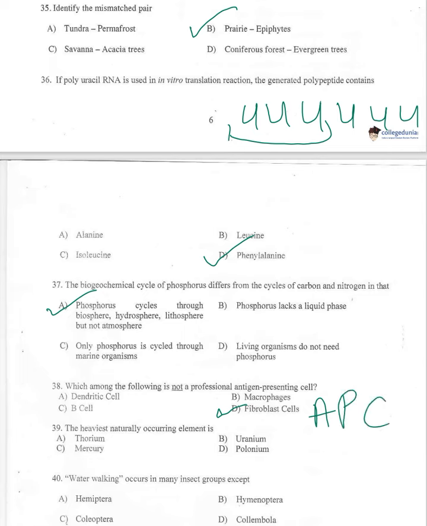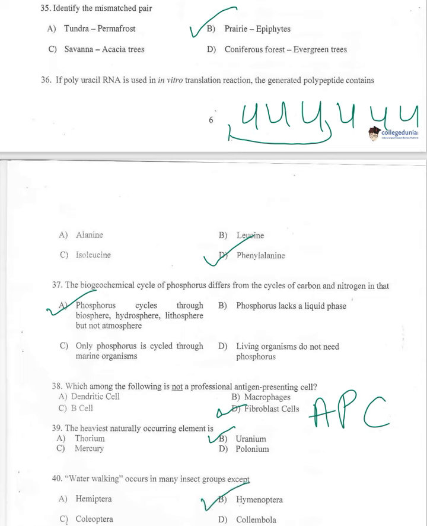Question 39. The heaviest naturally occurring element is A, thorium, B, uranium, C, mercury, and D, polonium. The correct option is B, uranium. Question number 40. Water walking occurs in many insect groups except A, Hemiptera, B, Hymenoptera, C, Coleoptera, D, Collembola. Here option B is correct.